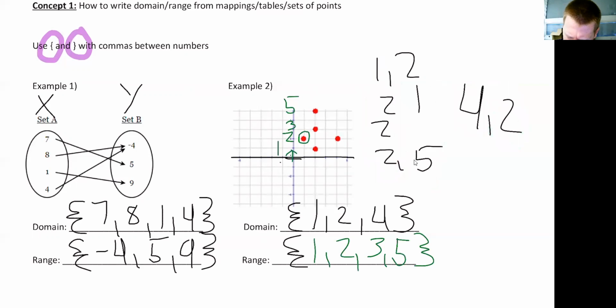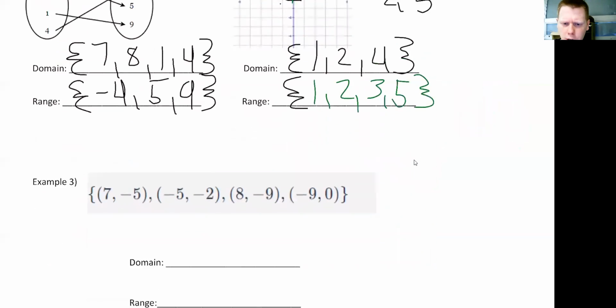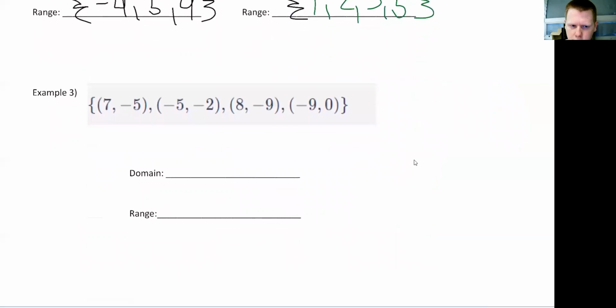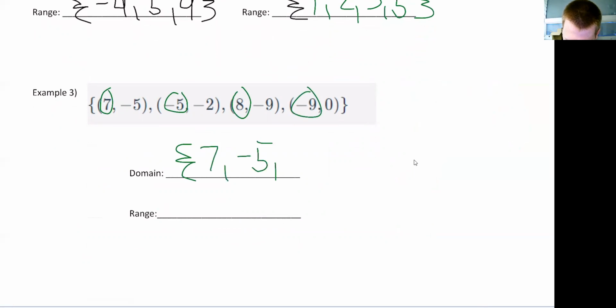So maybe the trickiest example so far. But let's look at example 3 where they give us a set of points. Remember, all domain is, it's just the set or the list of all your x values. So our x values, we got a 7, a -5, an 8, a -9. I'm just going to list those in the order they gave them to me. But like I said, you're welcome to order them from smallest to biggest if it makes you feel better. If it's a multiple choice question, they're probably going to order them like that for you. So just be careful if you're checking your answer for something like that.